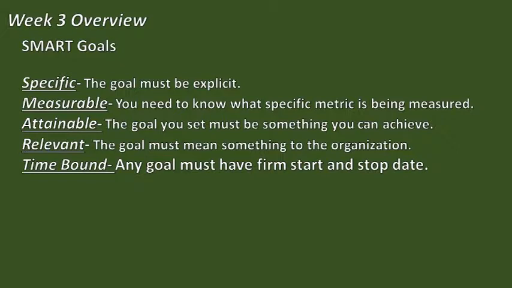It needs to be measurable. You need to know what specific metric is being measured within your company already, and you need to know when you reach the goal. So it has to be measurable, otherwise you won't know when you get there. The goal has to be attainable. That's the A part of the SMART goal. The goal you set must be something you can achieve given the current resources. Avoid moonshots. Do something that will stretch you but is within your capacity to achieve.